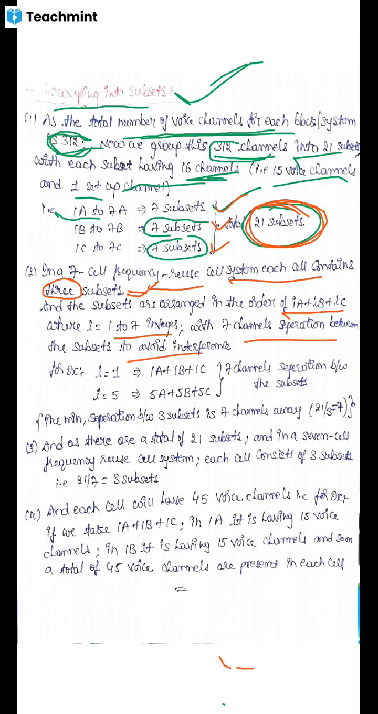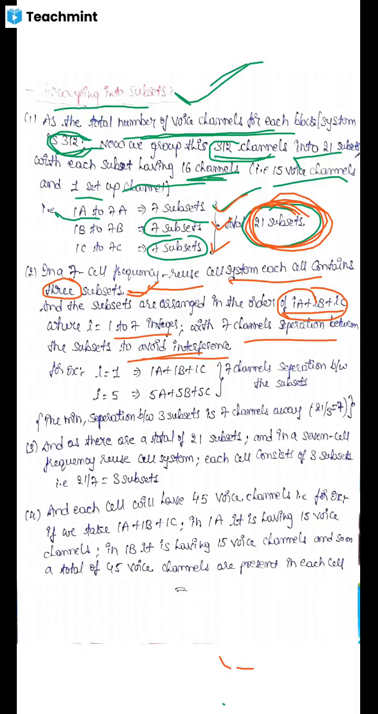Once again I am repeating: in a 7 cell frequency reuse system, each cell is having 3 subsets. So with 7 cells, each cell having 3 subsets, total 7 into 3, 21 subsets are completed. These subsets are arranged in the order of IA plus IB plus IC so that it avoids interference. How does it avoid interference?